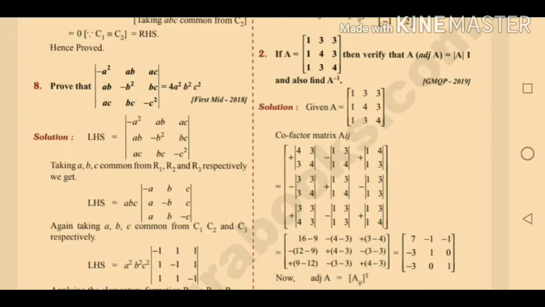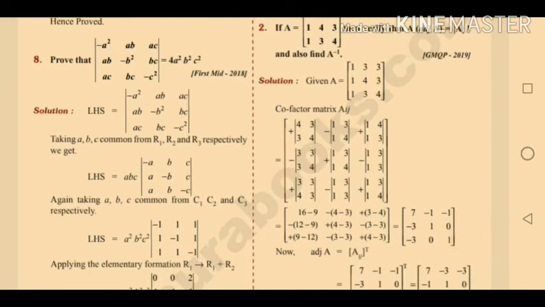By deleting the first row, first column, you are getting 4 3 3 4. If you delete the first row and second column, you are getting 1 3 1 4. Then first row, third column deleted, you are getting 1 4 1 3. It is the easy way of finding the cofactor matrix. Then second row, first column deleted, you get 3 3 3 4. Second row, second column deleted, you get 1 3 1 4. Second row, third column deleted, we get 1 3 1 3. Likewise, you find all the cofactors of A of Ij.